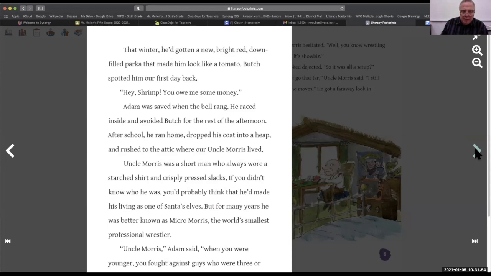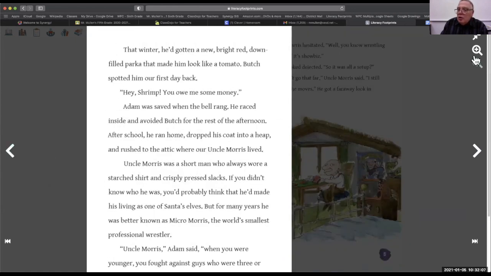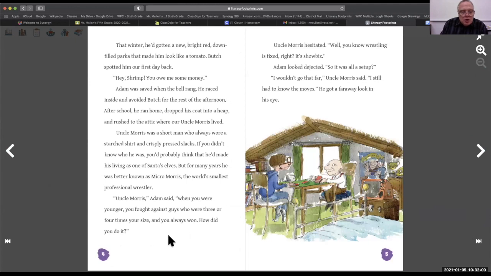Uncle Morris, Adam said, when you were younger, you fought against guys who were 3 or 4 times your size, and you always won. How did you do it? Uncle Morris hesitated. Well, you know, wrestling is fixed, right? It's showbiz. Adam looked dejected. So it's all set up? I wouldn't go that far, Uncle Morris said. I still had to know the moves. He got a faraway look in his eye.